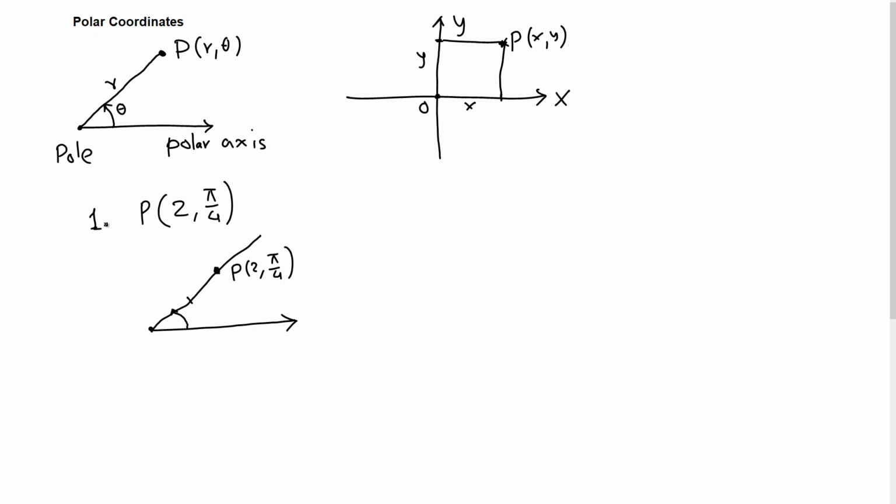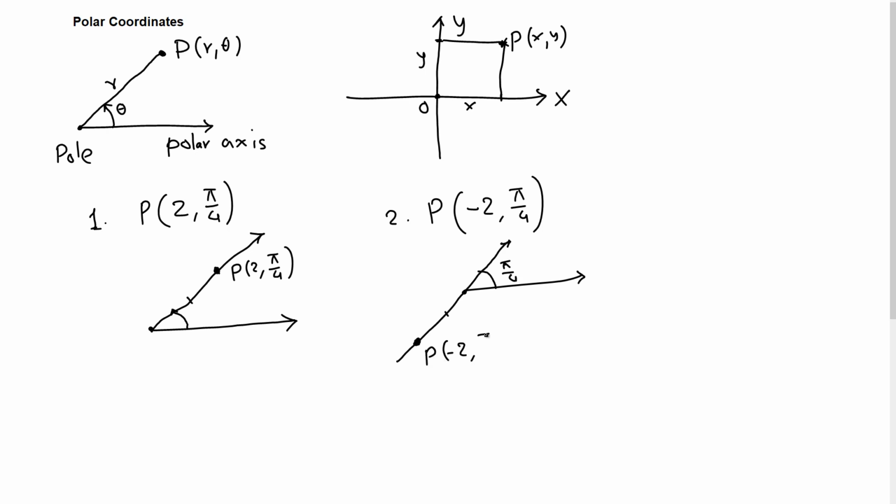Suppose we have a point like P(-2, pi/4). Now negative means the opposite direction. So in this case that's the pole, and we have to go pi/4, and this would have been the positive, but negative 2 means we have to go the other way, 1, 2. So this is pi/4, and this point is P(-2, pi/4).